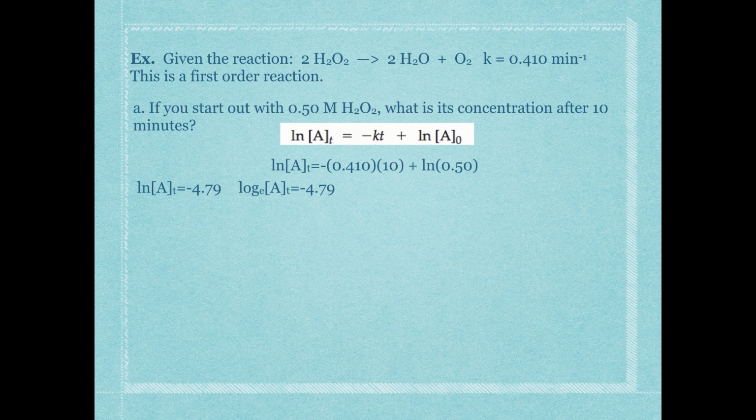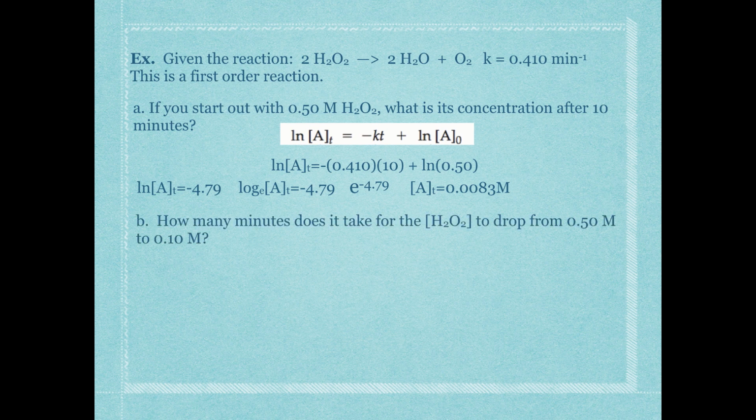Okay, and just as a review from last year, remember that to solve for that unknown, to solve for AT, you need to take E, raise it to the negative 4.79, and that will give you your AT value. And so your concentration is going to be 0.0083 molar. All right, let's look at the next problem.